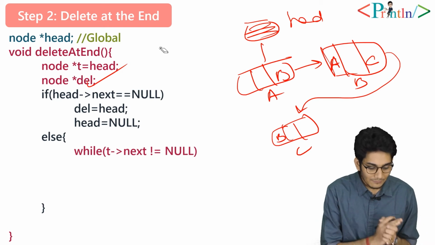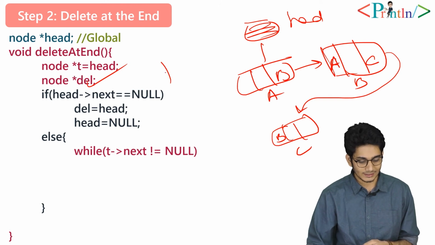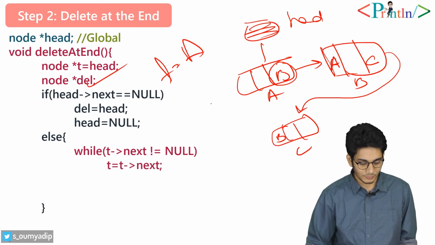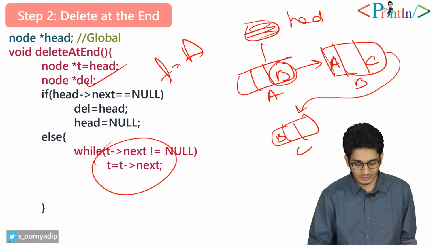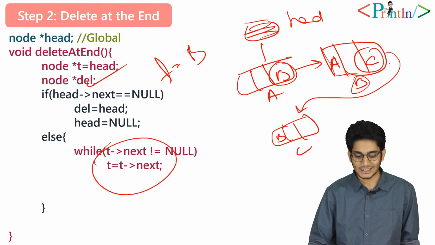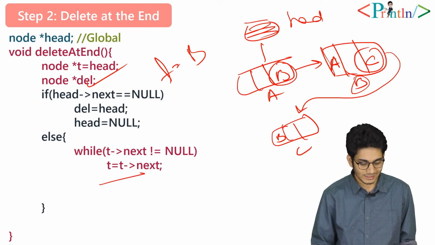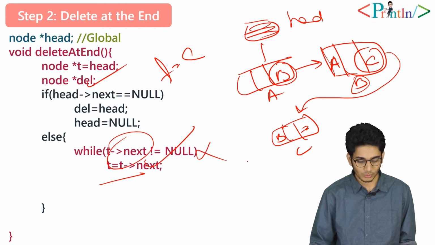Now we check t next not equals null. At first, let's say the value of t is A. T next means B, B is not equal to null. Then we'll move t to t next, so t will be pointing to this node, that is B. T next is C, and C is not equal to null. So again we'll move t to t next, and t will be C. Then we check t next again. The value of t next is null here, so this condition won't be satisfied.